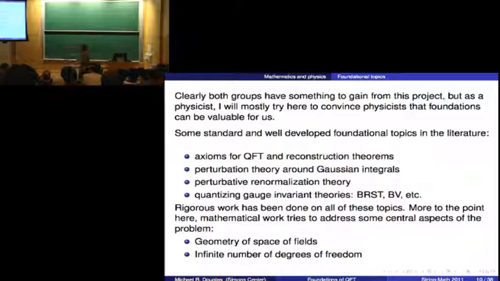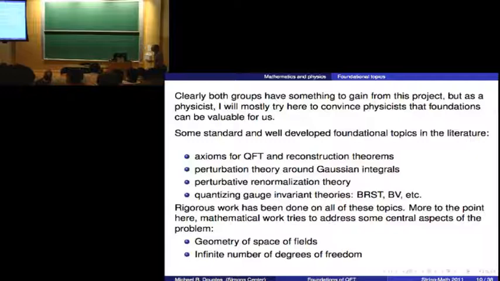Okay, another obvious point: how does one deal with these infinite number of degrees of freedom? We all have to cope with this. And there are a lot of mathematical tools which can be useful, both in terms of proving and in terms of making the points clear.